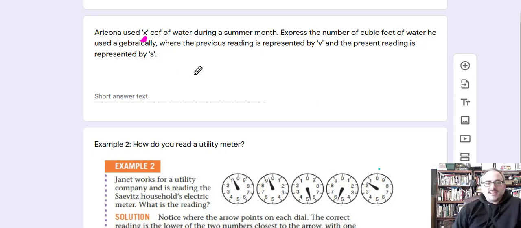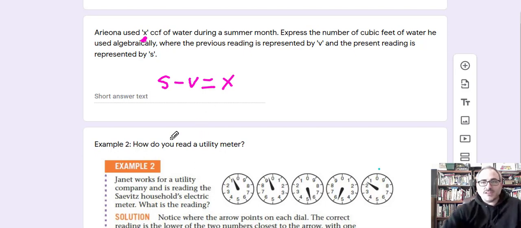All right, so remember what we did. We took the present reading and we subtracted the previous reading to find the difference. So if the present reading is S, we're going to subtract the previous reading. So S minus V is going to give us X. S minus V will give us X. That's how we solve this one. That's expressed algebraically. No numbers, nothing to compute. That's just what it is. So that's how to solve that one.